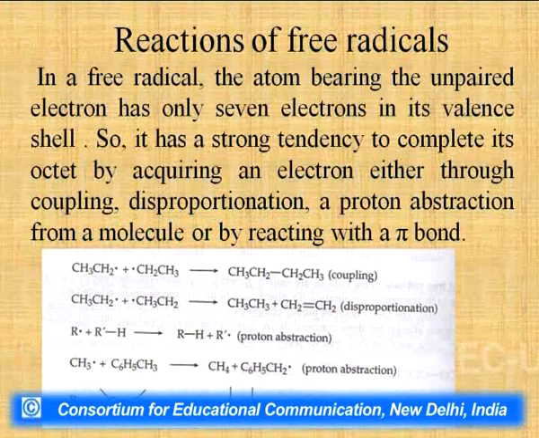So, we have discussed carbenes, nitrenes and free radicals. These are all reaction intermediates. It is generally difficult to find them in a reaction because their lifetime is very short. So, we have discussed all the intermediates: carbocations, carbanions, carbenes, nitrenes and free radicals.